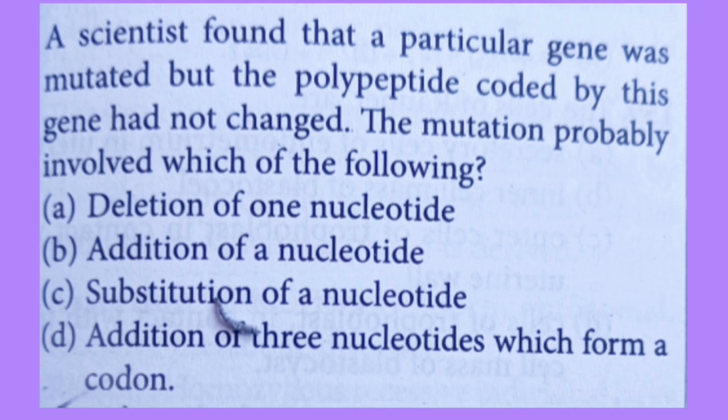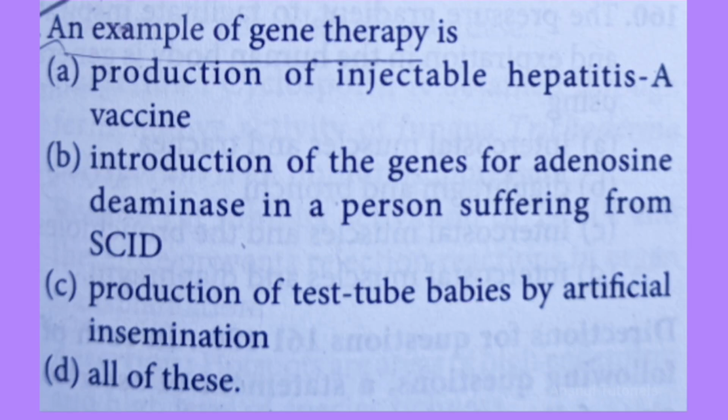A scientist found that a particular gene was mutated, but the polypeptide coded by this gene has not changed. The mutation probably involved which of the following? The correct answer is option C, that is substitution of a nucleotide. And the next question is, an example of gene therapy. The correct answer is option B, that is introduction of the gene for adenosine deaminase in a person suffering from SCID.